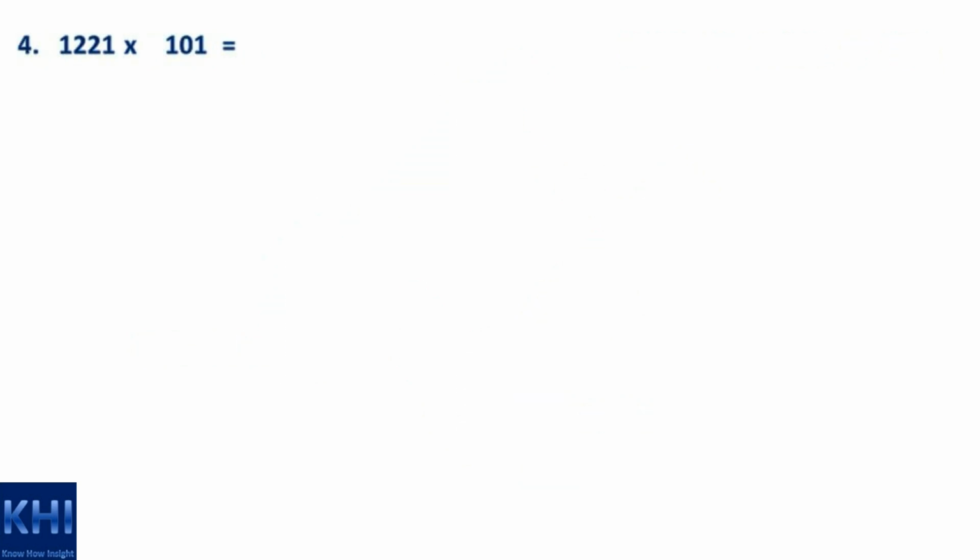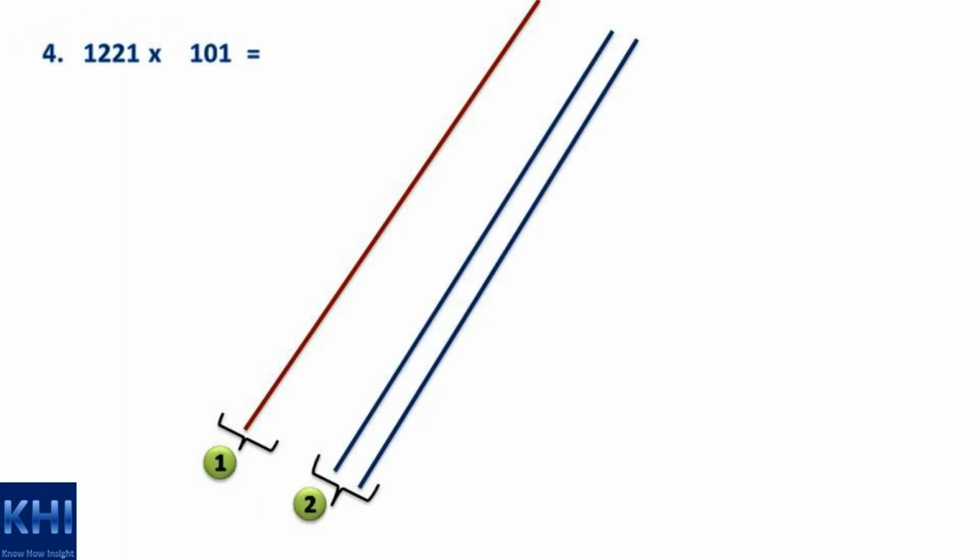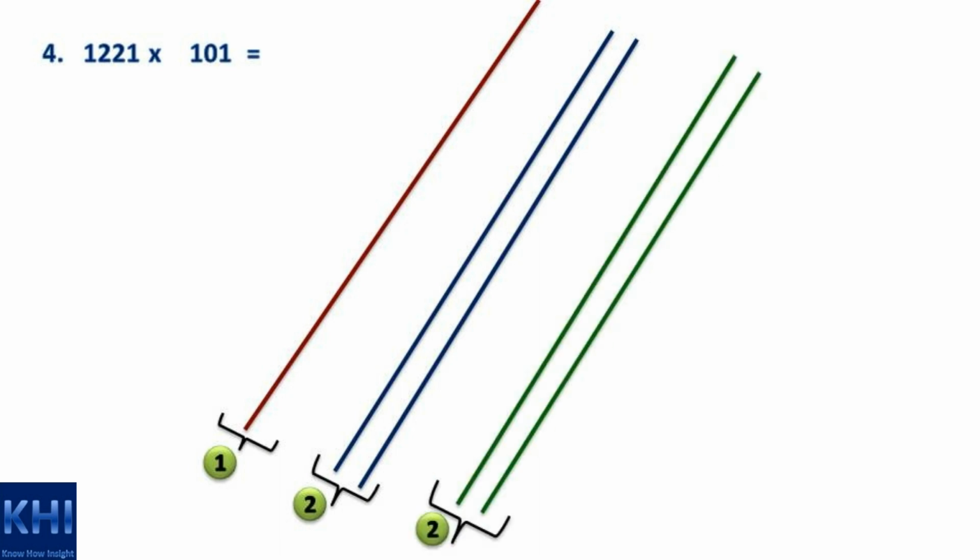Example 4. 1221 multiplied by 101. Let's draw a set of lines for 1221. Your first number is 1, so draw 1 slanting line. Your second number is 2, so draw 2 slanting lines. Your third number is 2, so draw 2 slanting lines. Your fourth number is 1, so draw 1 slanting line.